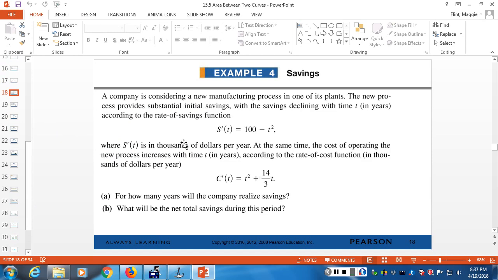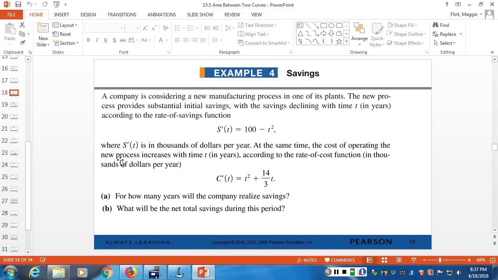So this is example 4, and this is probably where we're going to stop. A company is considering a new manufacturing process in one of its plants. The process provides substantial initial savings, but the savings decline over time according to the rate of savings function S prime of t equals 100 minus t squared. And S prime of t is in thousands of dollars per year.